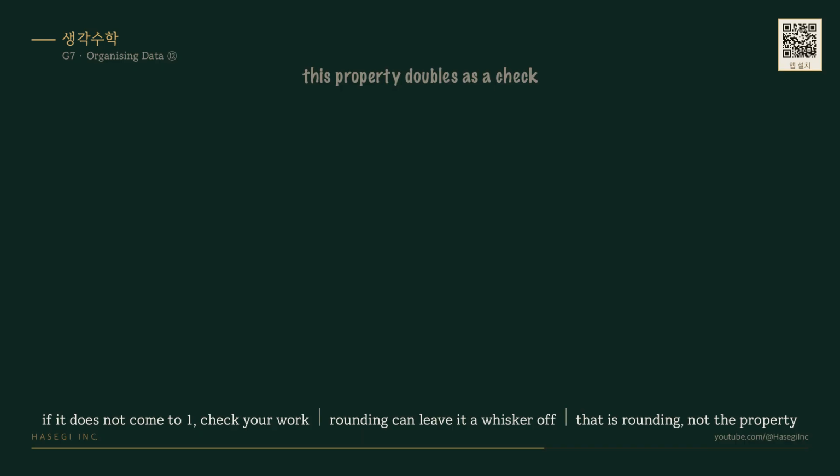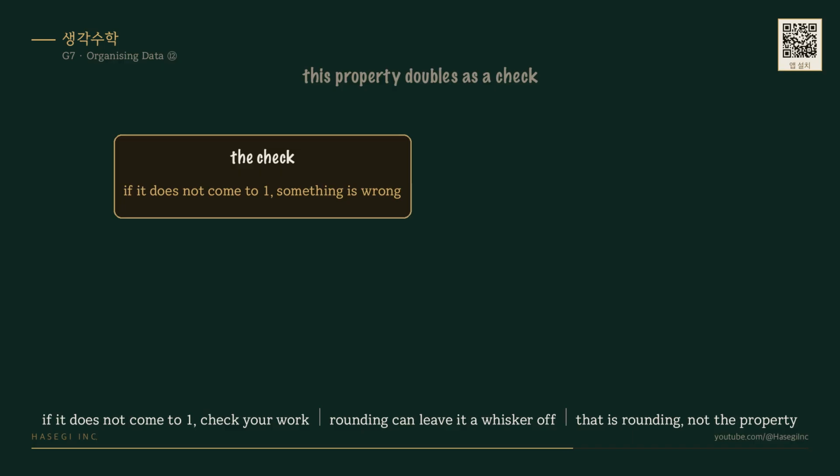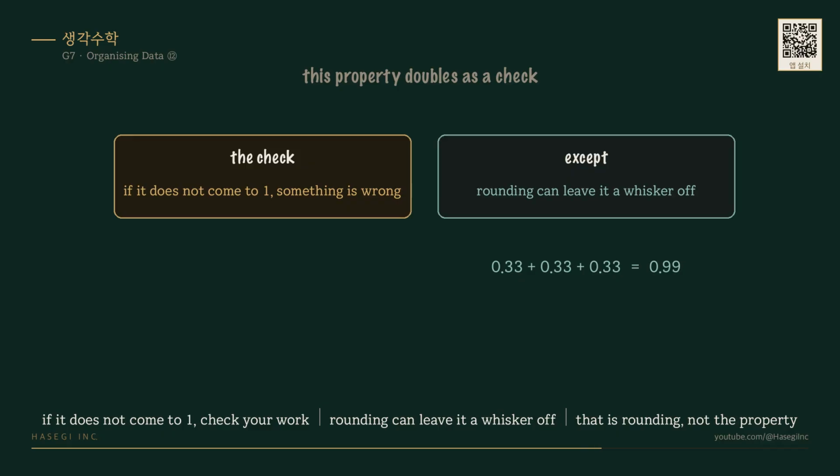This is worth using as a check. Work out all the relative frequencies, add them, and if the answer is not 1, then something went wrong somewhere. Rounding to 2 decimal places can leave it a whisker off, of course. That is the rounding, not the property, so it is nothing to worry about.